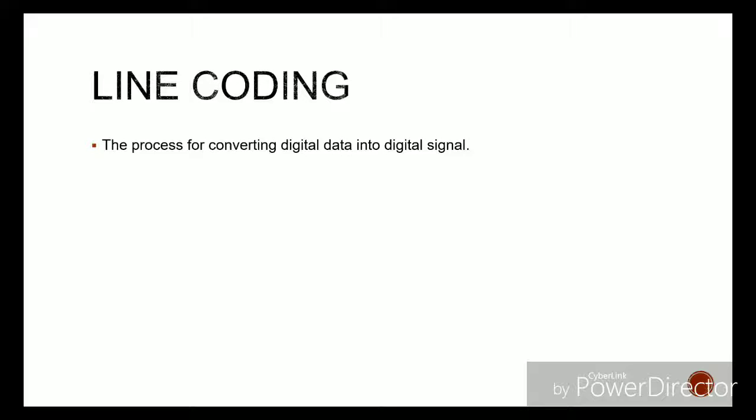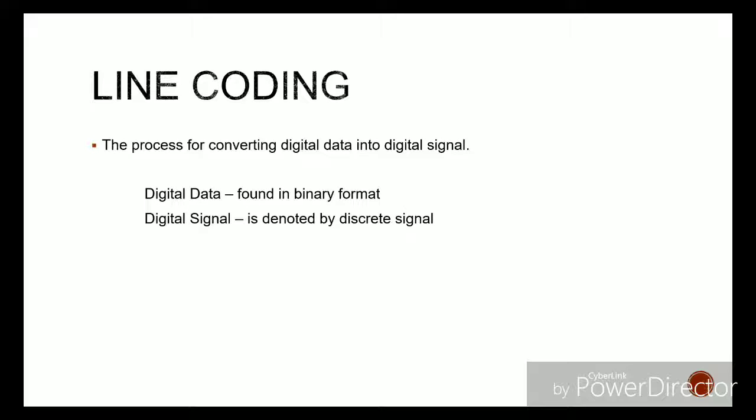Next, we are going to discuss line coding. Line coding is the process of converting digital data into digital signal. That is said to be line coding. First, we need to know what digital data is. Digital data is found in binary format, like ones and zeros. A digital signal is a signal we often describe as pulses, since the values in its waveform are just high and low.